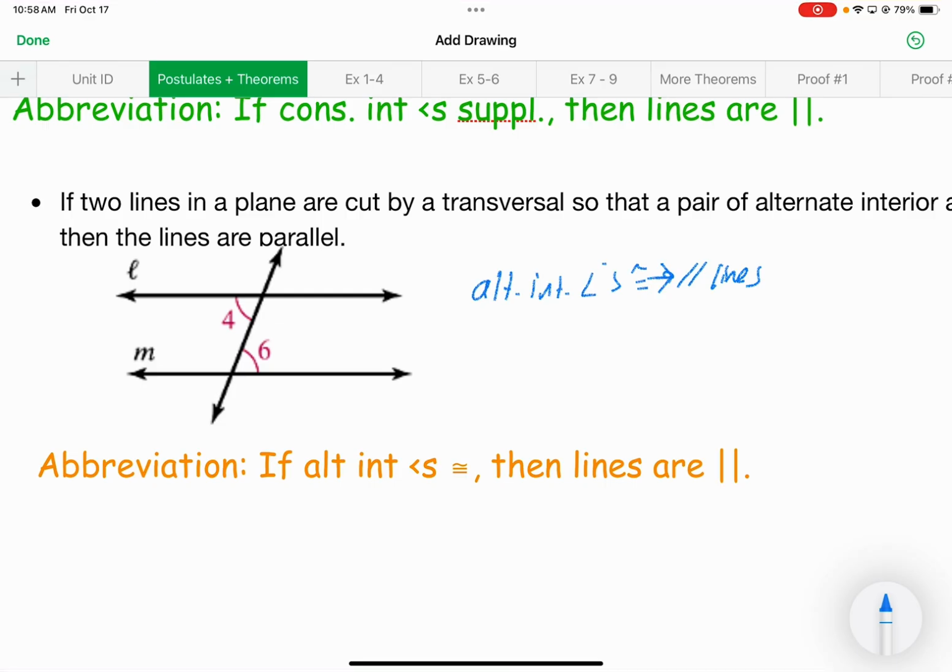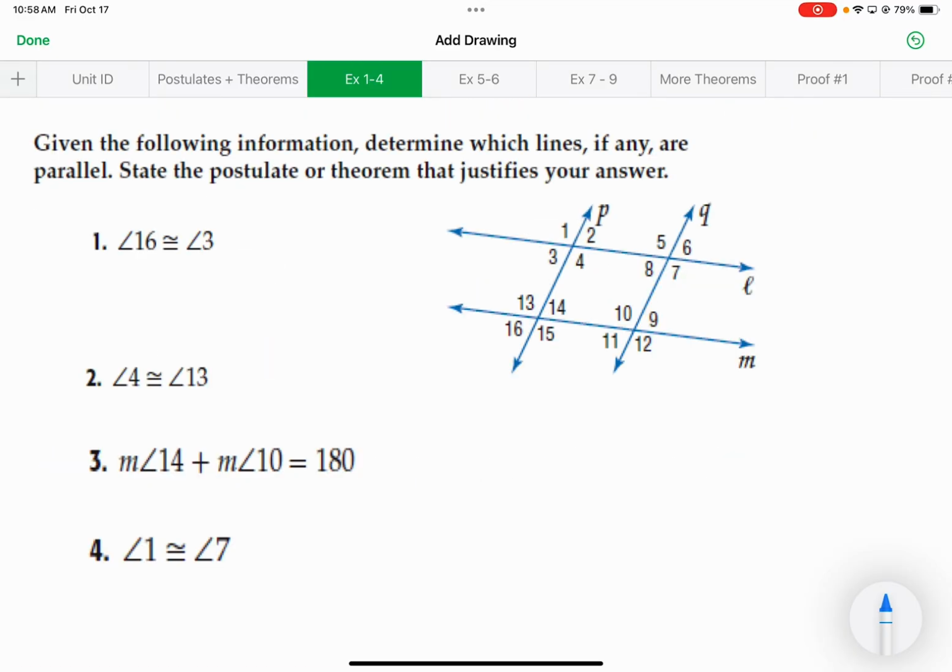All right, let's do some examples, and then we'll try to get to the proofs today. We'll see what happens. All right, so we have 4 examples here. Given the information given in the examples, determine which lines, if any, are parallel, and then state the postulate or theorem that justifies that, okay? Now, imagine the picture resets for every one of these problems, okay?